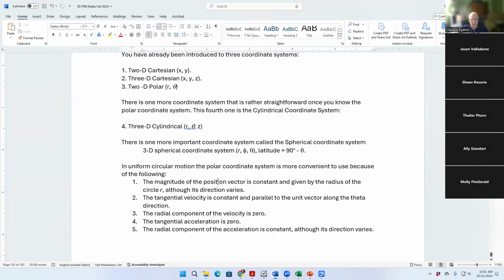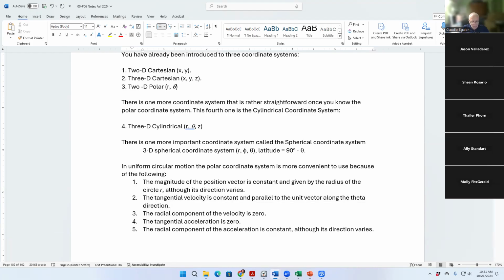Okay, so here you go. The magnitude of the position vector is constant and given by the radius of the circle r, although its direction varies. The tangential velocity is constant and parallel to the unit vector along the theta direction, right?